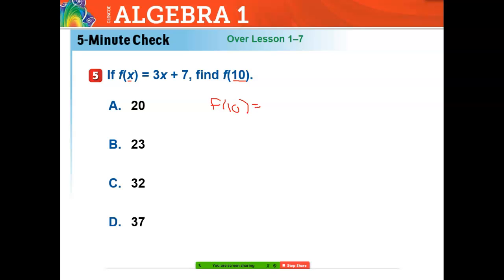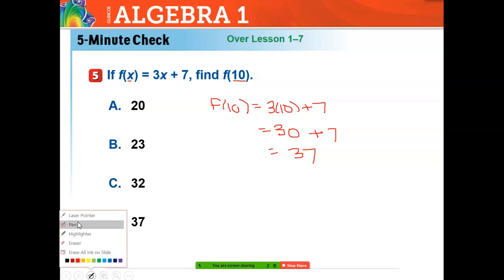You're right. Keep going. Fantastic. Awesome. Great job. So she explained that perfectly. She said, hey, that x over there is kind of like saying x equals 10. So what we're going to do is replace all the x's with a 10. So then you get 3 times 10 plus 7, which is 30 plus 7, which is 37, which is answer choice D.